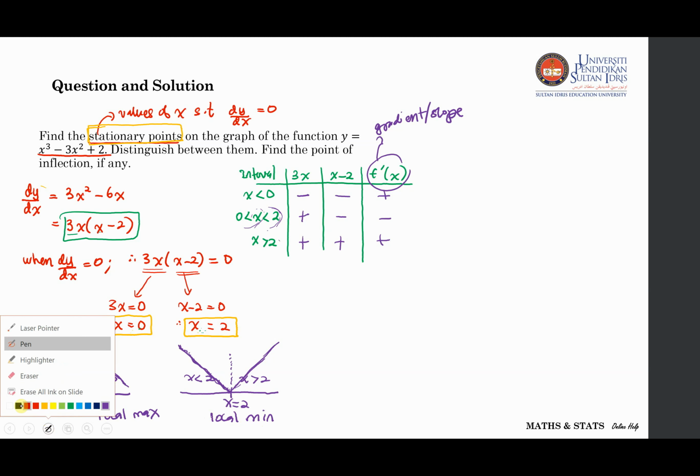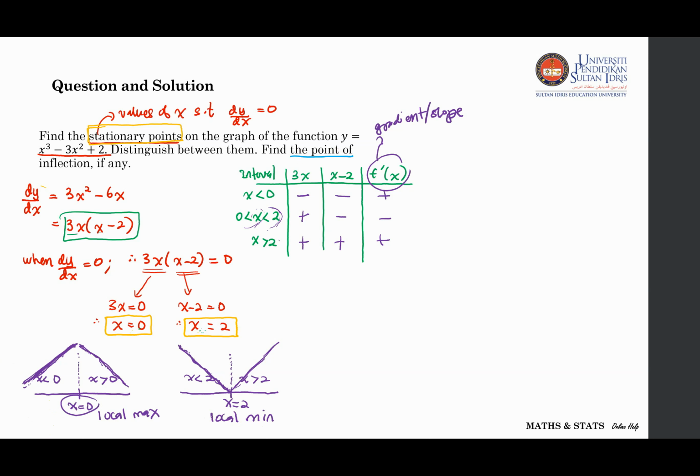Now, the next question is asking you to find the point of inflection, if there's any. So what is the point of inflection? In order to find the point of inflection, you need to see what are the values of x such that the second derivative is equal to 0.